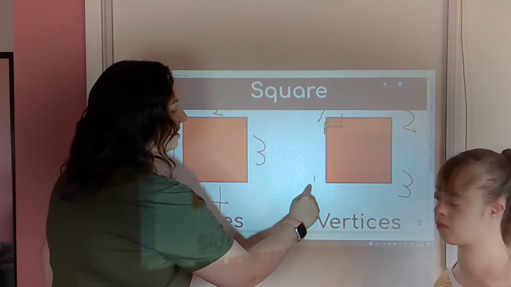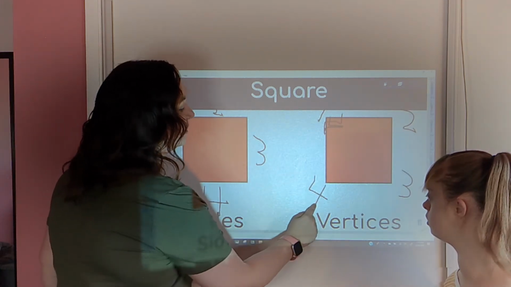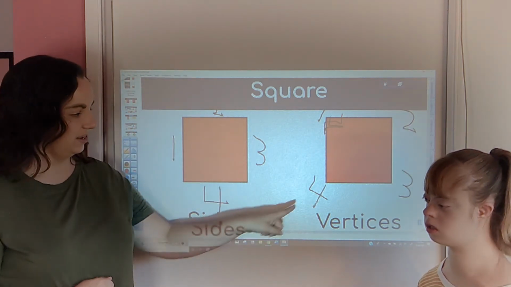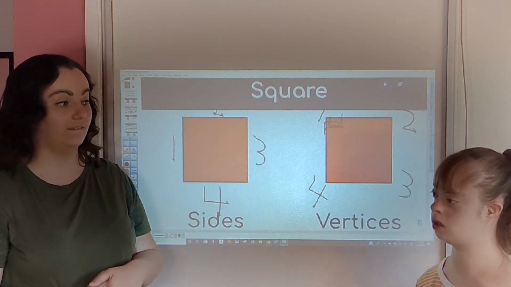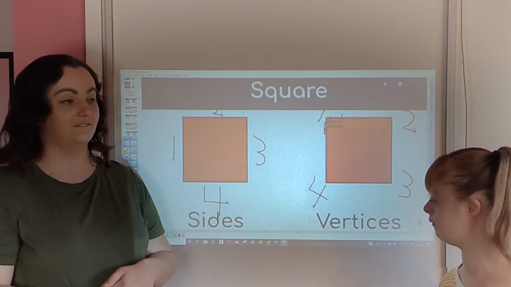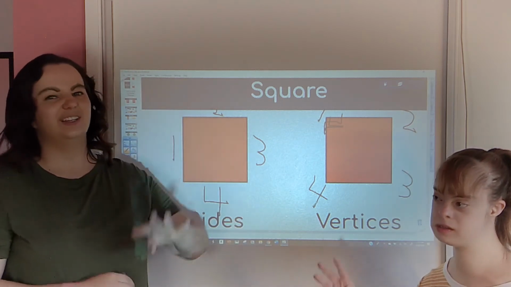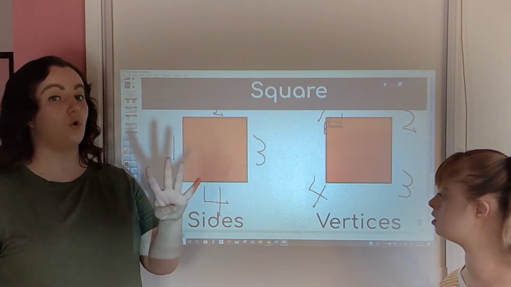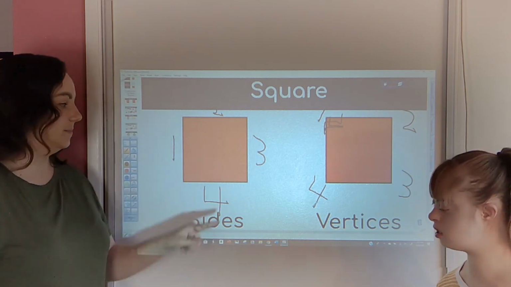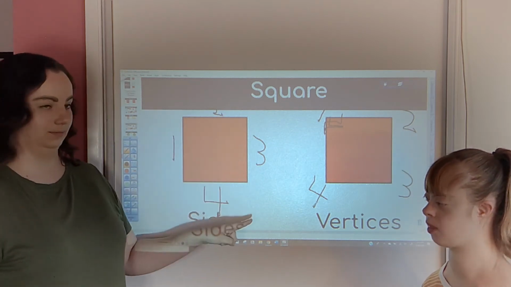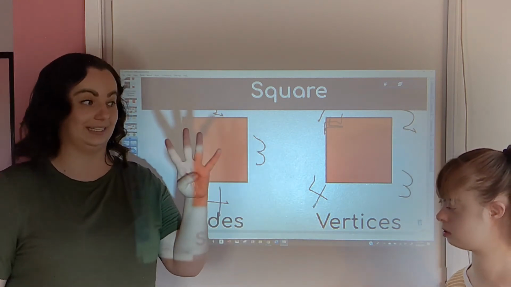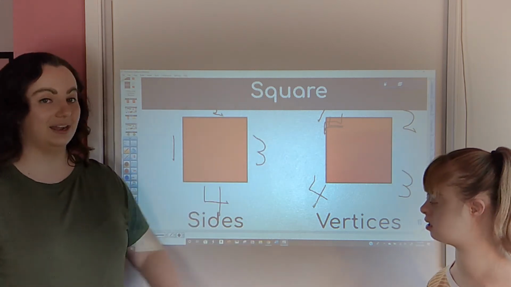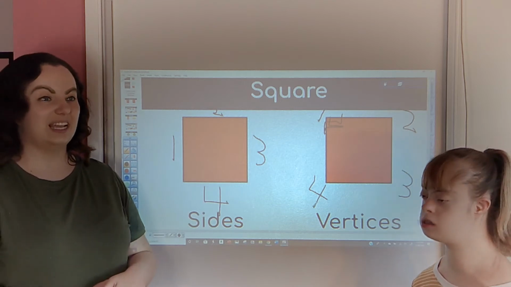So right there, how many vertices or corners made by two sides meeting does a square have? How many? Four. Four, yeah. So square might be kind of easy to remember. A square has four equal sides, meaning the same size, and four vertices. Okay? Nice job. Hopefully we're getting used to recognizing a square.